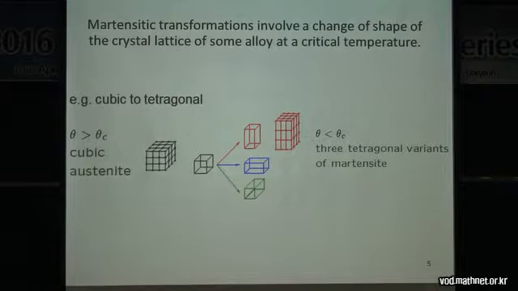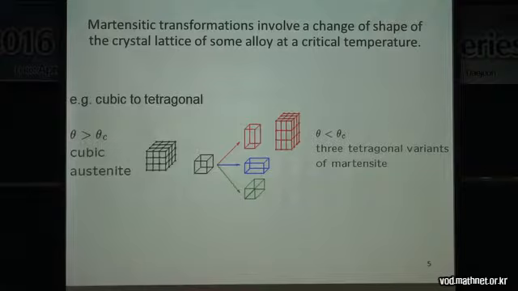So you've got a single crystal, and theta is going to be the temperature. Here it is at the high temperature, so theta bigger than some critical temperature. There's a unit cell of the lattice. For example, there might be an atom at each corner and in the middle of each face. That would be face-centered cubic. And then you repeat that to form a large lattice. I will always assume that the high temperature phase is cubic, and the high temperature phase is typically called austenite.